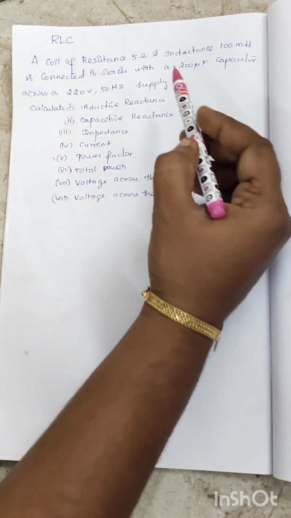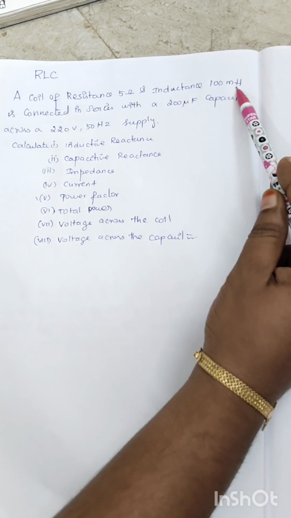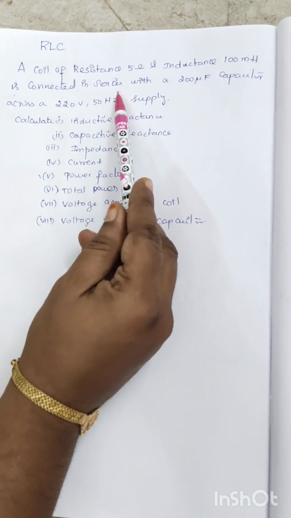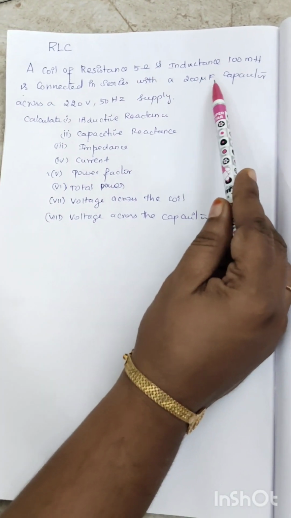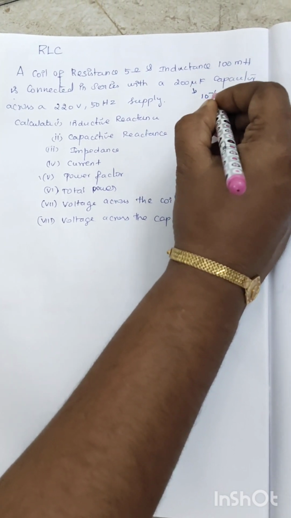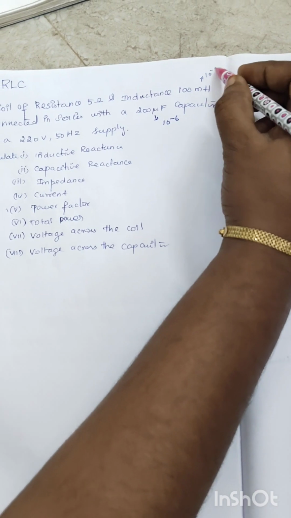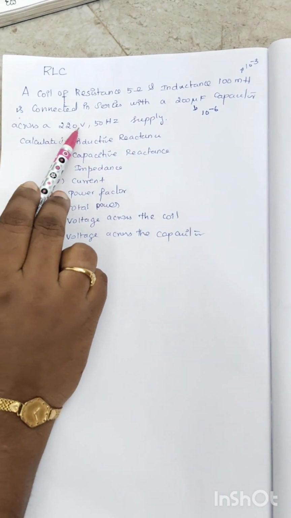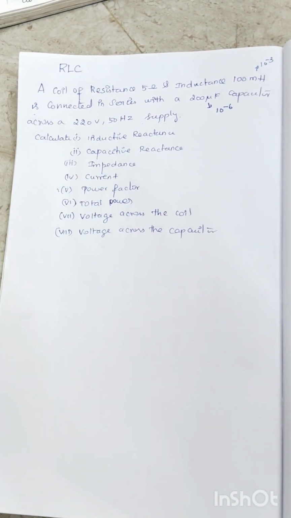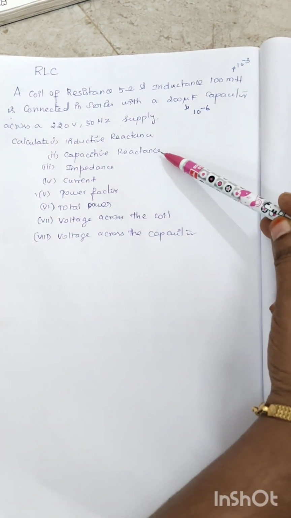A coil of resistance 5 ohm and inductance 100 millihenry is connected in series with a 200 microfarad capacitor, and this micro will be written as 10 power minus 6, and milli is 10 power minus 3. It is connected across a 220 volt, 50 hertz supply. In this, we have to calculate the inductive reactance and capacitive reactance.